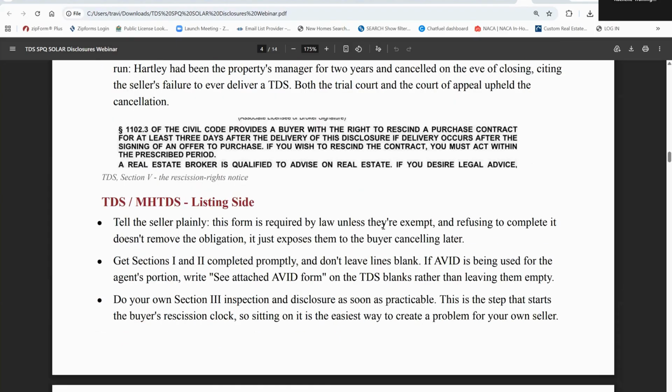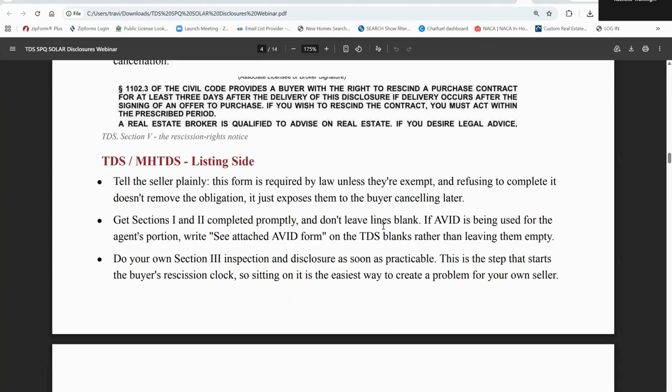So let's look at it from the listing side, TDS, mobile home, listing side. You want to tell the seller plainly, this form is required by law unless they're exempt. And refusing to complete it doesn't remove the obligation. It just exposes them to the buyer canceling later. Get sections 1 and 2 completed promptly and don't leave lines blank. If AVID is being used for the agent's portion, write "see attached AVID form" on the TDS blanks rather than leaving them empty. Do your own Section 3 inspection and disclosure as soon as practical.